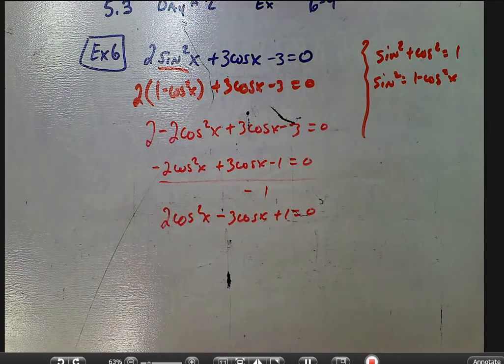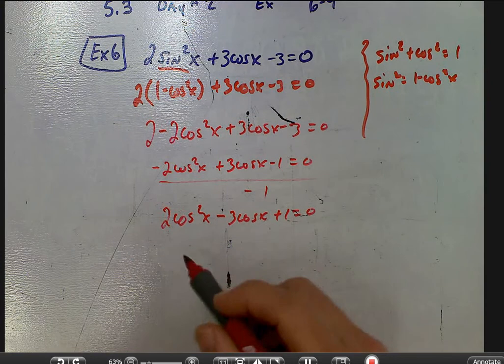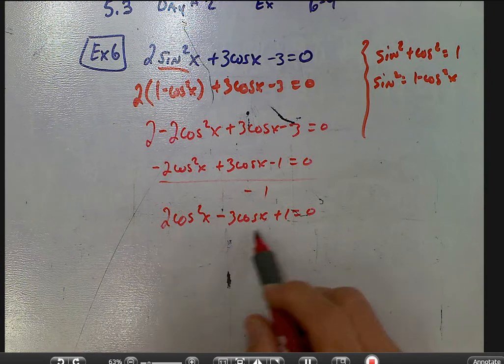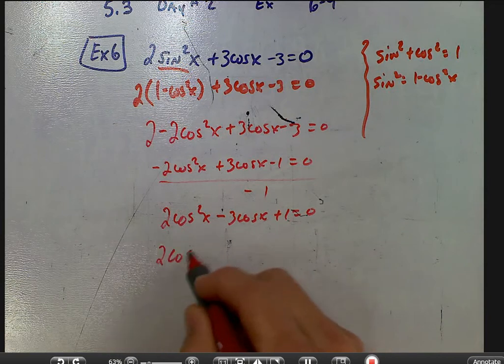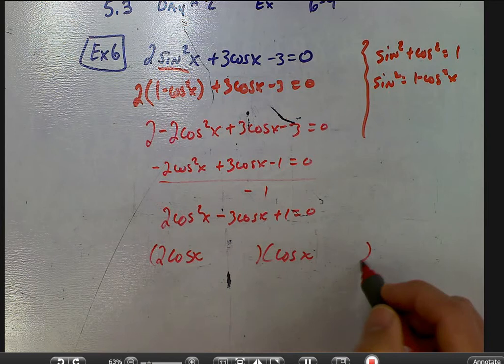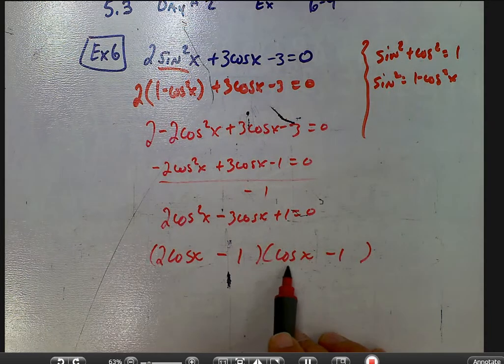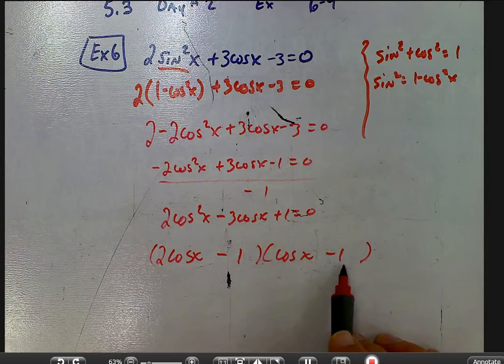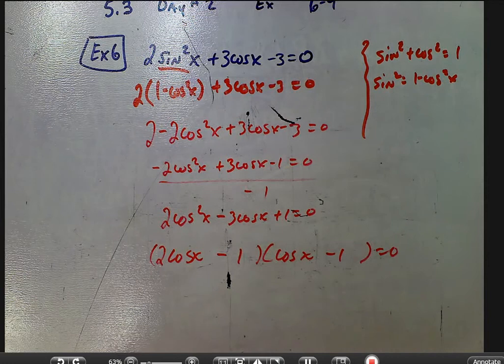Now I have to go into factoring. And since it is just guess and check, I have to multiply to make 1 and add them together to make negative 3 cosine x. So 2 cosine x, and it has to be minus 1, minus 1. And so that makes negative 1 cosine x in the middle, negative 2 cosine x on the outside for negative 3 cosine x. So I factored it, set my factors equal to 0.